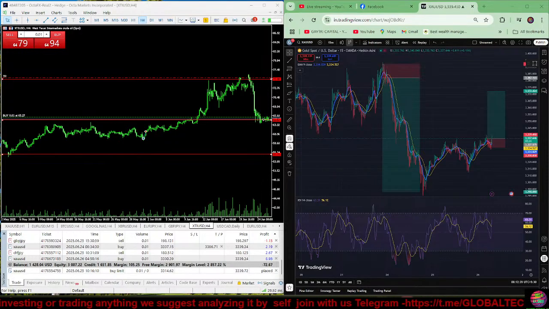Now, every single one of these boxes, they currently have a time frame. And this is right now the daily time frame. As you can see, the daily is highlighted in blue.